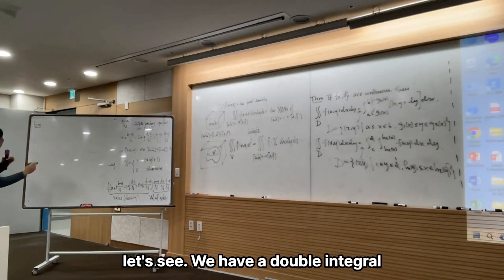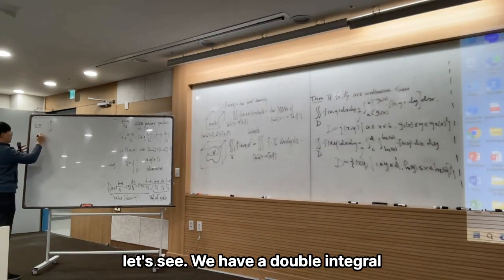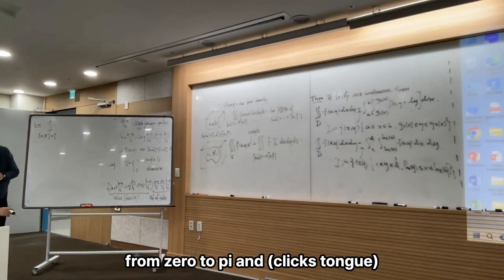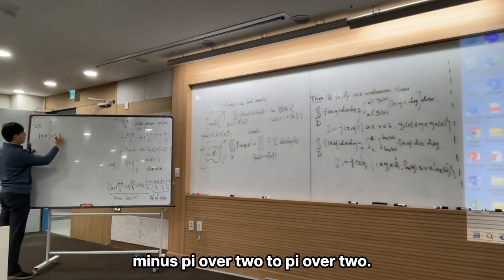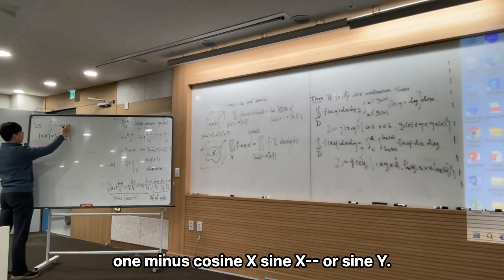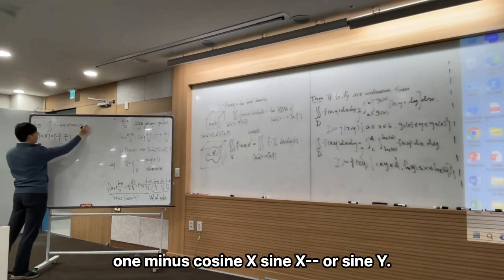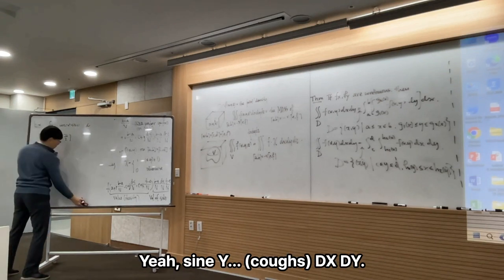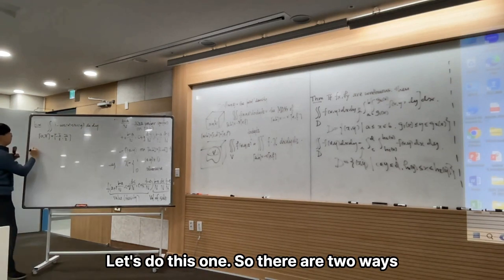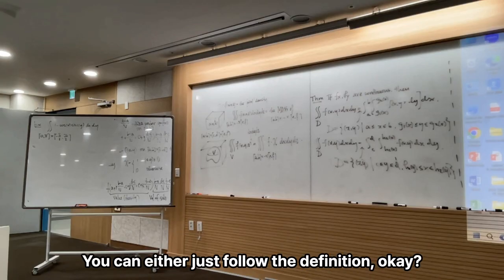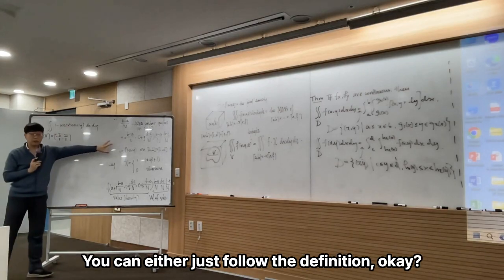So let's see, we have a double integral from 0 to pi and from minus pi over 2 to pi over 2. And our function is (1 - cosine x) sine y, dx dy. Let's do this one. So there are two ways you can compute this. You can either just follow the definition.